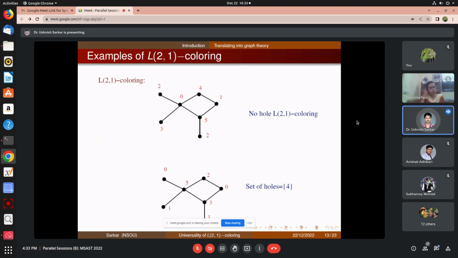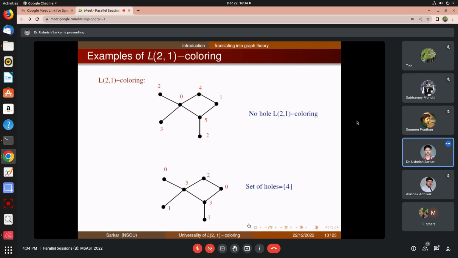Now, here are some examples of the L(2,1) coloring problem. These are two examples of optimal L(2,1) coloring. The first one uses every color in between from 0 to 5, whereas in the second one, 4 is not used. As you can remember, I said at the very beginning that this salient feature, the existence of a hole, that is an unused color, cannot be seen in graph coloring problems in general.